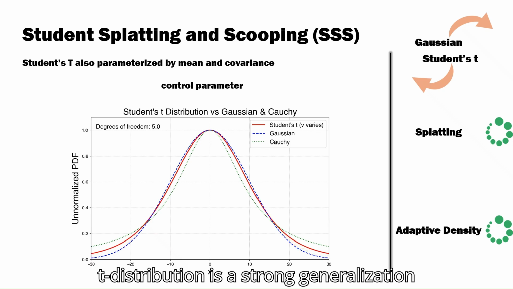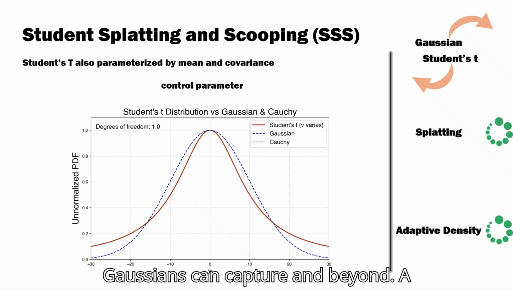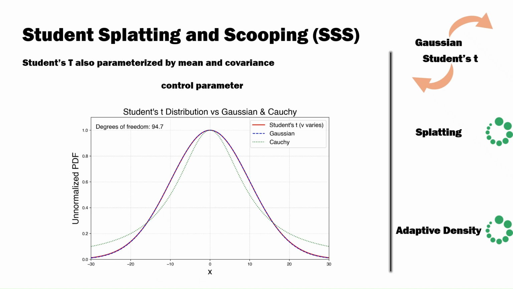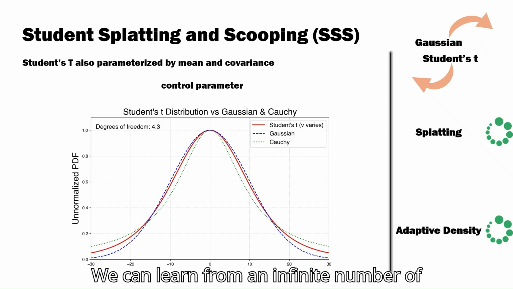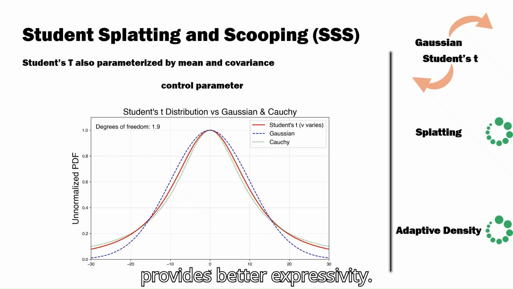So a t-distribution is a strong generalization of Gaussians. It can capture whatever Gaussians can capture and beyond. A fat tail means the distribution spreads more to cover larger areas. By making the control parameter learnable, we can learn from an infinite number of distribution families and therefore provide better expressivity.